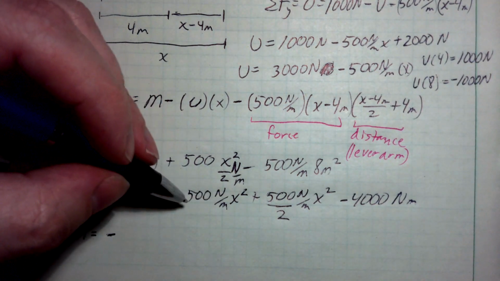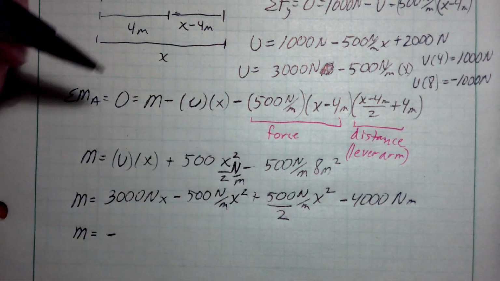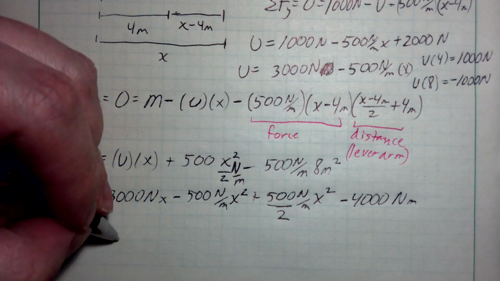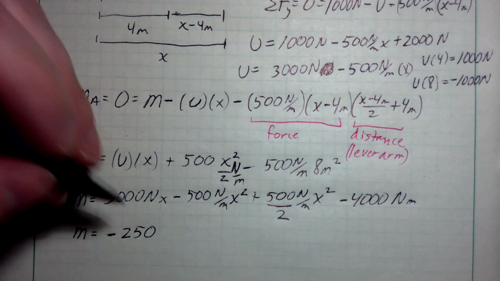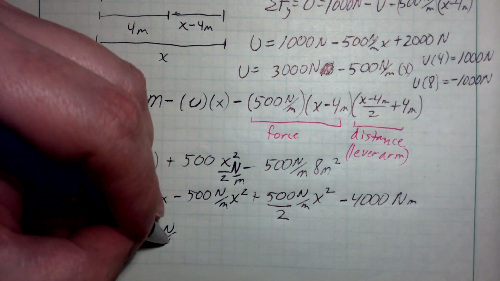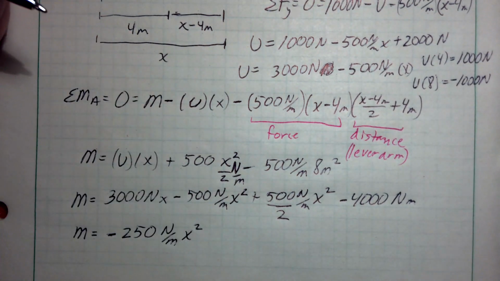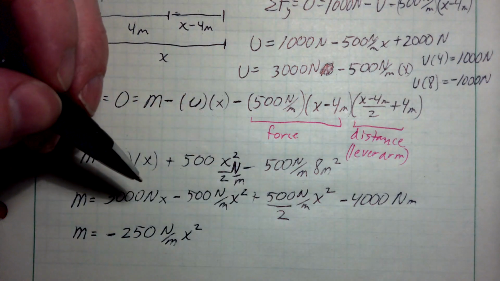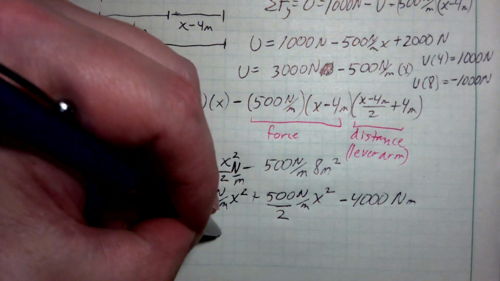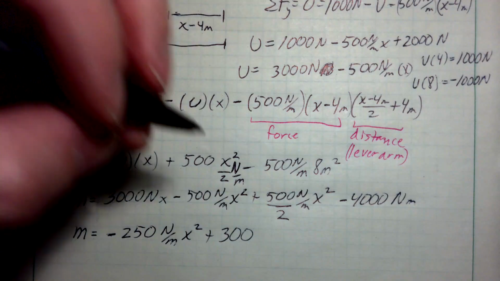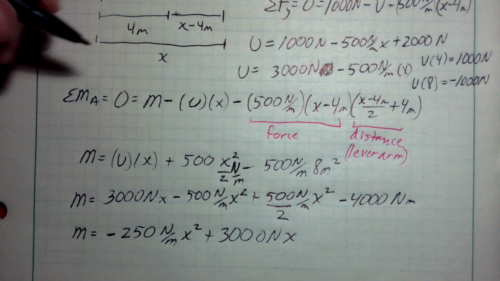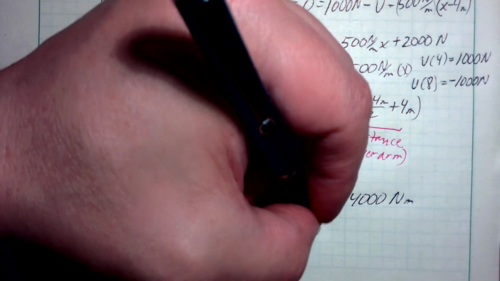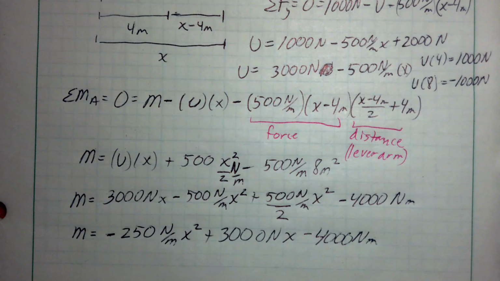attention in school. Minus 500 newtons per meter x squared plus 500 divided by 2 newton per meter x squared. So you end up with minus 250, because this is a positive 250 minus 500, so it's minus 250 newton per meter times x squared. That's these two terms combined. Plus 3,000 newtons times x minus a constant 4,000 Newton meters. So a second order polynomial.